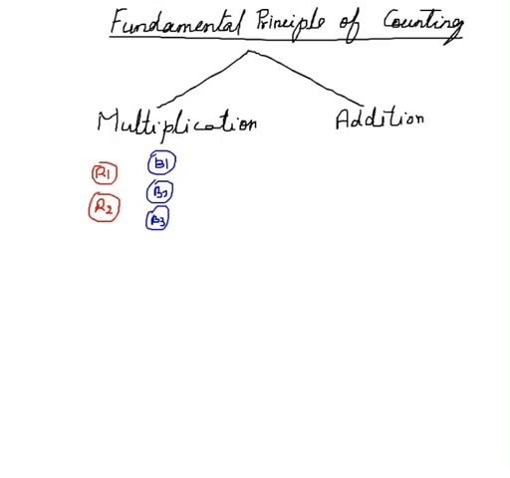If I select the R1 red ball, the first red ball, I may select the first blue ball or B2 or B3. So three ways are there. Or I may go for R2. If I select R2, I may select B1 or B2 or B3. So I have two choices to select one red ball, and I have three choices to select one blue ball. 2 into 3, totally 6 ways are there.